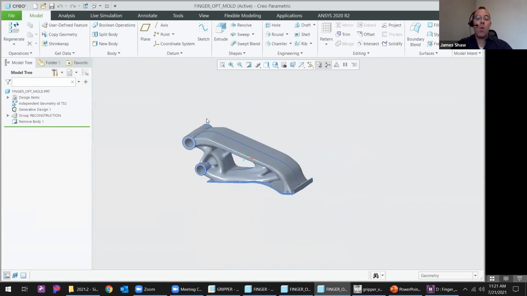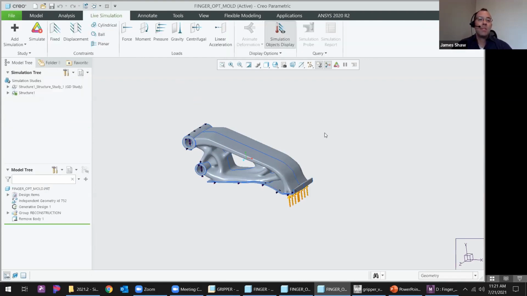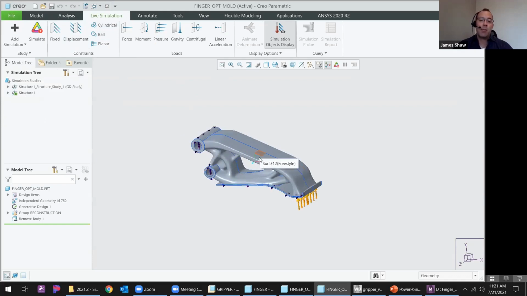In particular, if I wanted to go to the next level, I'm not done. I'm not just going to ship this into production. We do have some tools inside Creo 8, for example. This tool in particular is called Live Simulation. ANSYS and PTC have a partnership which allows a lot of ANSYS technology to come in. I'm just going to hit simulate here.